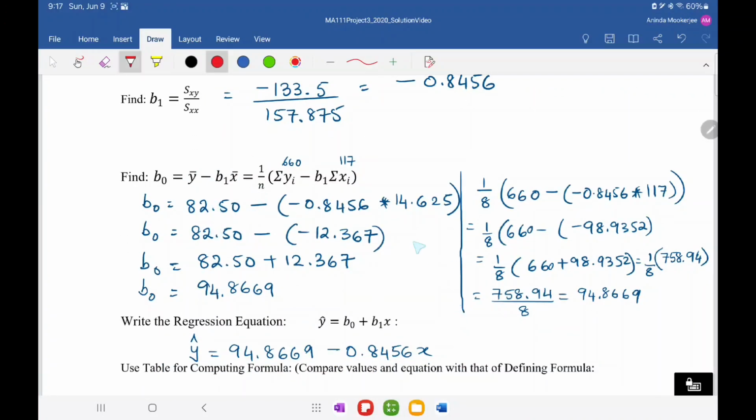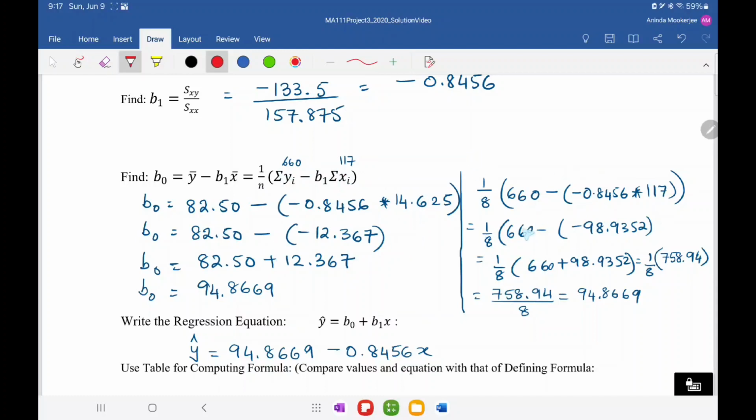Now I worked it out using both formulas. One is y bar minus b sub 1 times x bar. Doing that, I got a b sub 0 value, the y-intercept value, of 94.8669. So you can just follow along with what we did here.